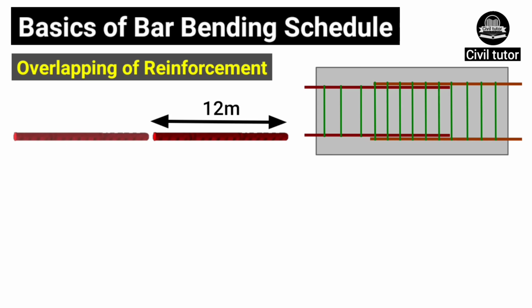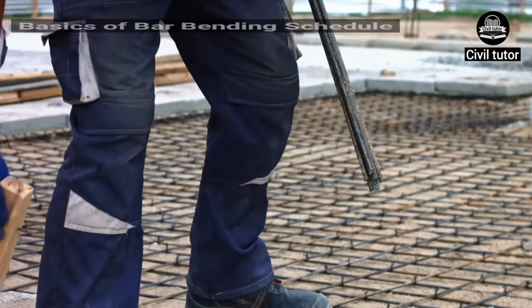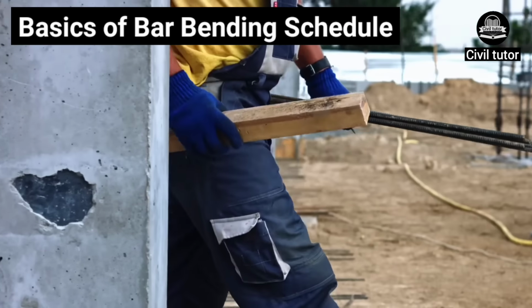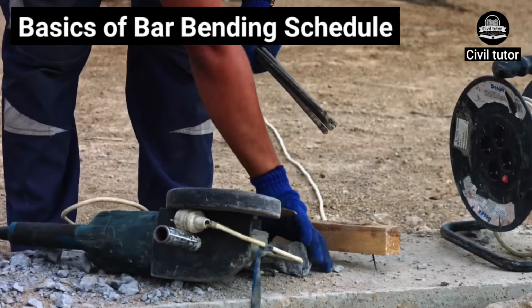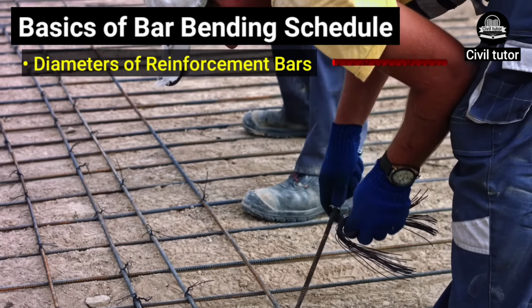If we add the straight bars directly from end to end, then there may be chances of slippage of steel, which is prevented by overlapping the bars. In this lecture, I am going to discuss the basics of bar bending schedule, in which we will discuss the various sizes of reinforcement bars used.